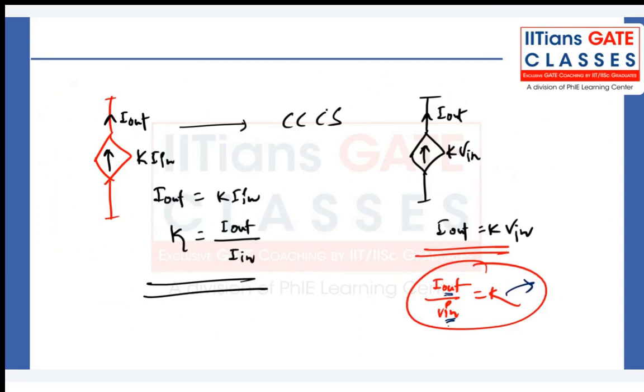So these are the four dependent sources we will study. So current controlled current source, and this is basically the voltage controlled current source. Why are we calling it a current source? Because there is an arrow. So four kinds of dependent sources, or you call them controlled sources.